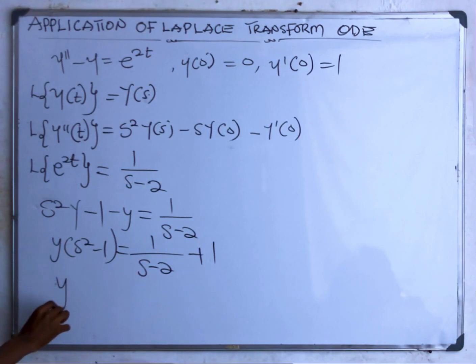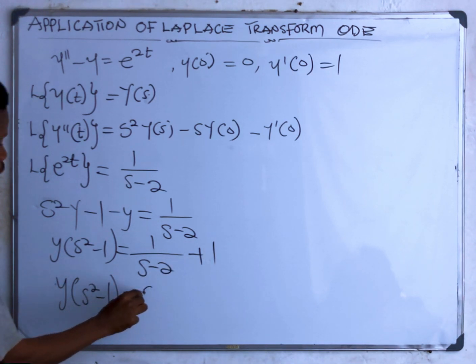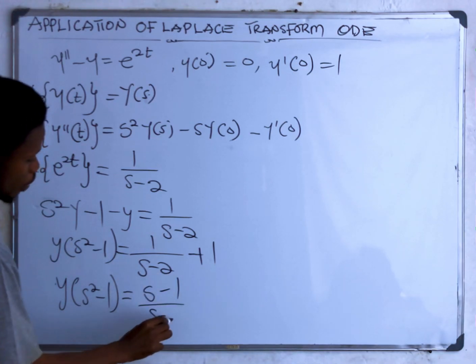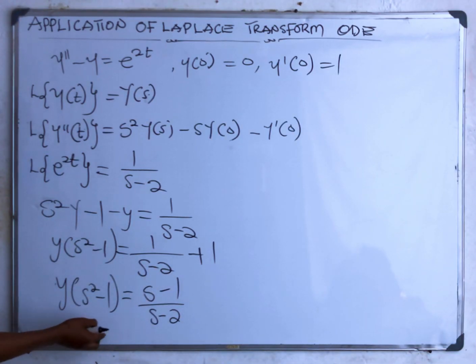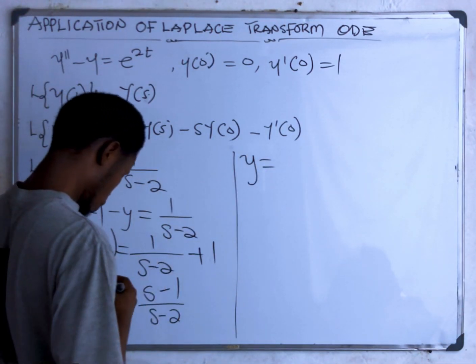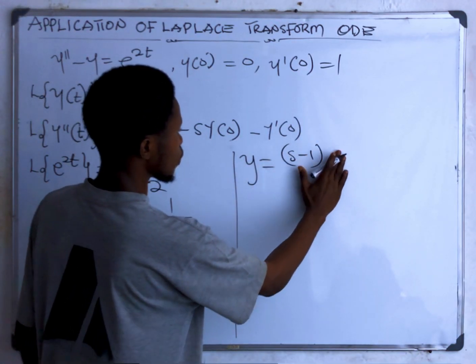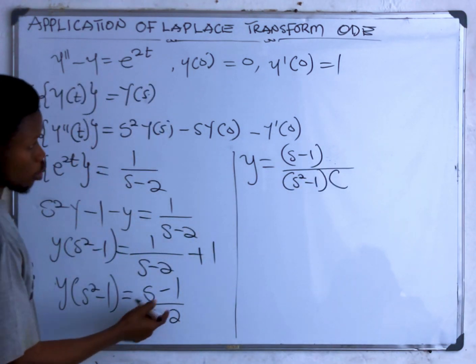So here I'm going to have Y times s squared minus 1 equals, if I find the LCM of this, s minus 1 all divided by s minus what? 2. That's if you find the LCM. This is what you get. Now let's divide through by s squared minus 1. If I do that, I have my Y equals s minus 1 all divided by s squared minus 1, then s minus 2.